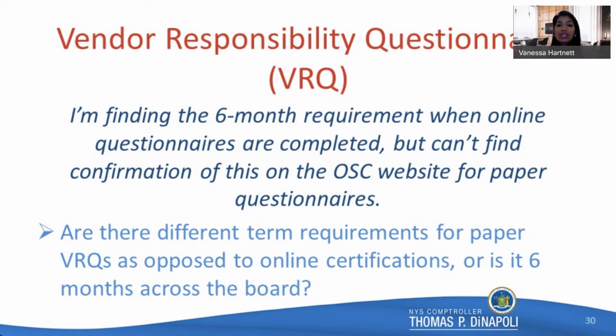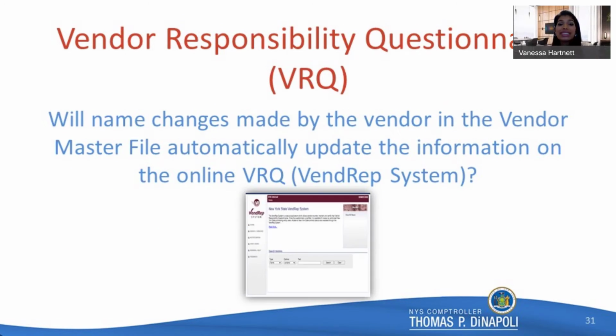Our next question has to do with vendor name changes in the VenRep system. So will name changes made by the vendor in the vendor master file automatically update information on the online VRQ VenRep system? So it does not update automatically. After the vendor has completed the name change process through the self-service portal in SFS, the updated vendor data becomes available within the VenRep system after the vendor recertifies their questionnaire. This then triggers the update.